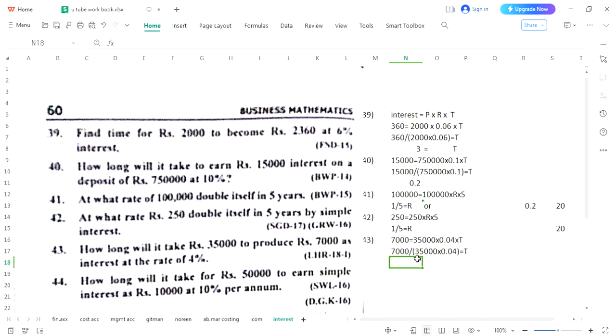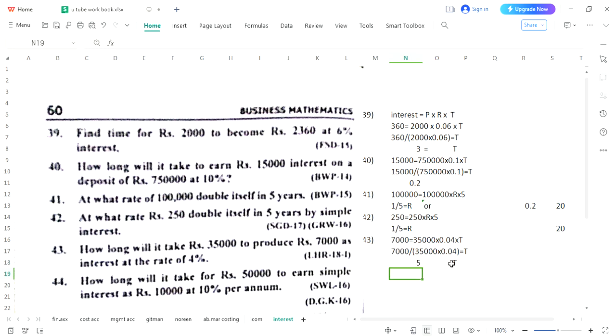So we have got 7,000 which was already present, then divided by 35,000 multiplied by 0.04, both were multiplied. So guys, you have got your answer. Time is 5. So here you have got your answer. Let's check it out what we have done. 7,000, okay, it was 70,000.